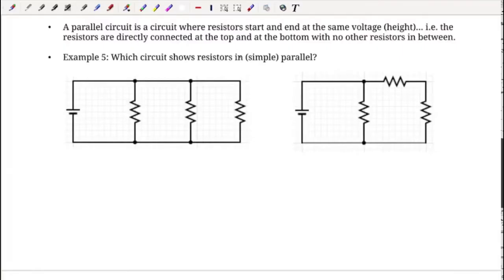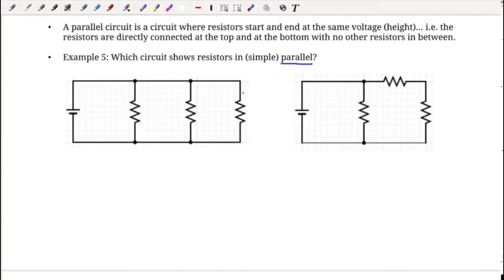In the case of a parallel circuit, resistors start and end at the same voltage, or height. In other words, the resistors are directly connected at the top and at the bottom with no other resistor in between. Which circuit shows resistors in simple parallel? This is called parallel.